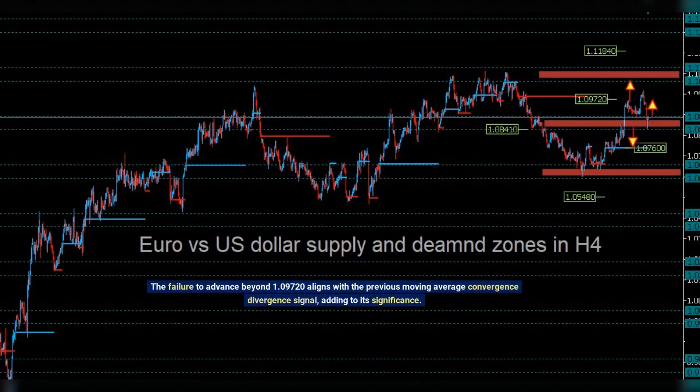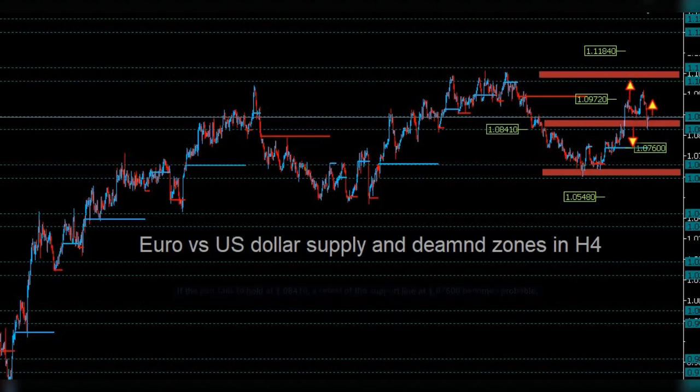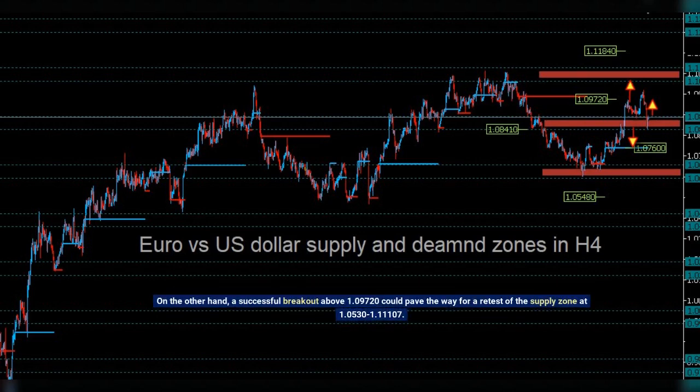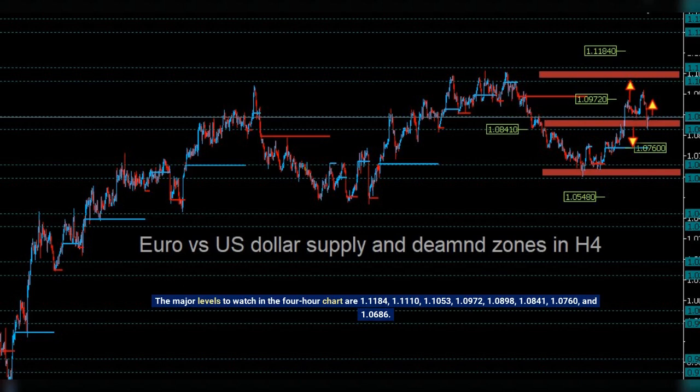The failure to advance beyond 1.09720 aligns with the previous moving average convergence-divergence signal, adding to its significance. If the pair fails to hold at 1.08410, a retest of the support line at 1.07600 becomes probable. On the other hand, a successful breakout above 1.09720 could pave the way for a retest of the supply zone at 1.0530 to 1.1110.